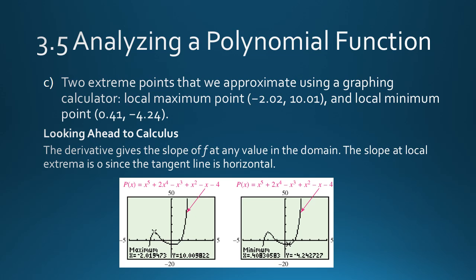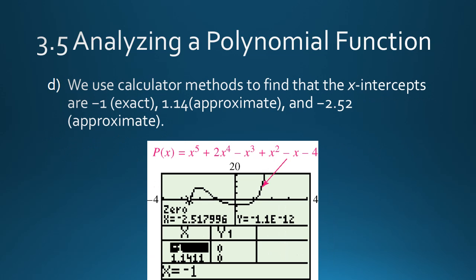Now they give you a little hint about what's coming up either second semester or next year, depending on whether you're a junior or senior. Looking ahead to calculus, the derivative gives the slope of f at any value in the domain. The slope at local extrema is 0 because the tangent line at this point is horizontal. And those are very important points when you do calculus.